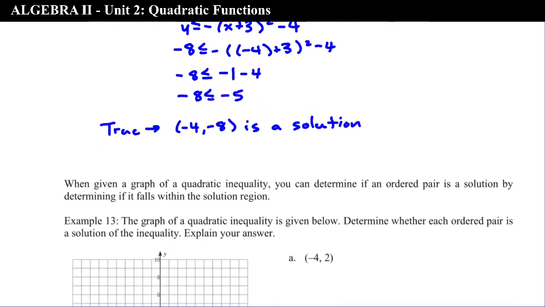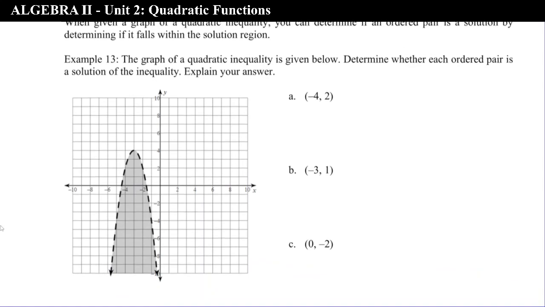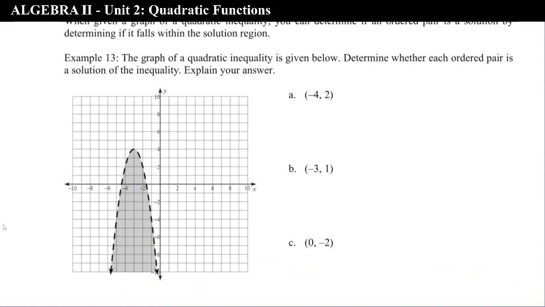Well, what if you're presented with a graph and you want to find out if any of these are solutions? Well, if we plot the point, if it falls within the shaded area, it's a solution. If it's not in the shaded area, it's not a solution. Now, on the boundary, you have to be a little bit more careful because it will only be part of the solution if the boundary is a solid line. Okay, so let's take a look at example 13.